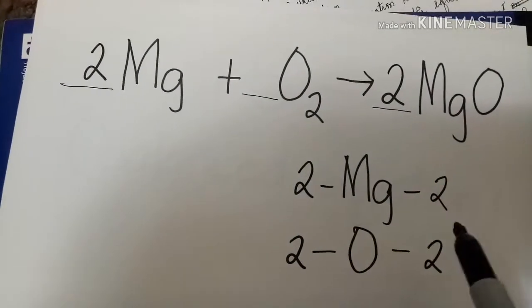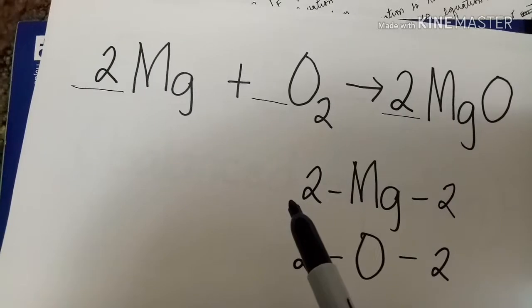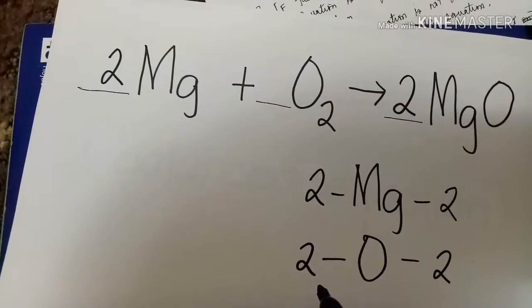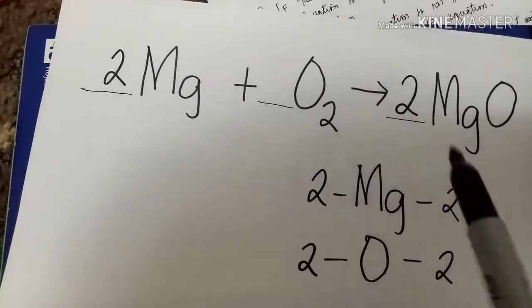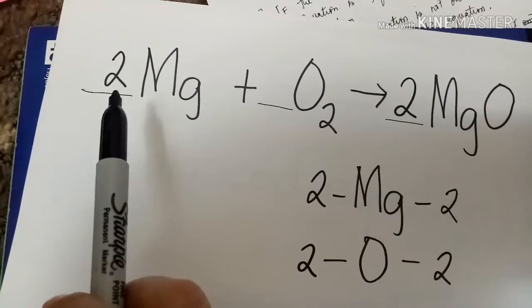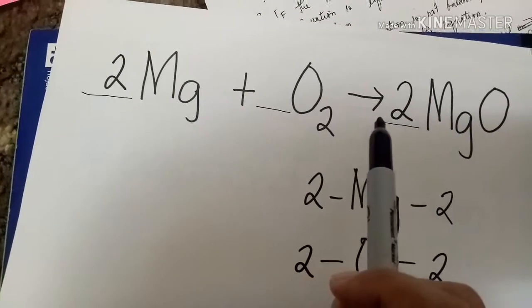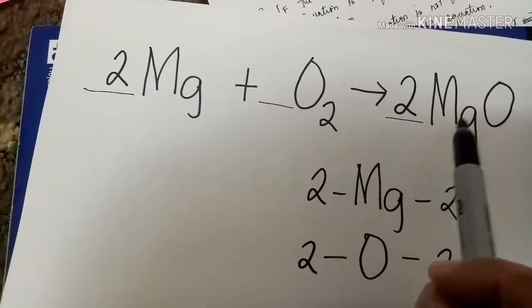So we now have a balanced equation: 2 magnesium atoms here and 2 magnesium atoms here, 2 oxygen atoms here and 2 oxygen atoms here. So our balanced equation is 2 magnesium plus oxygen yields 2 magnesium oxide.